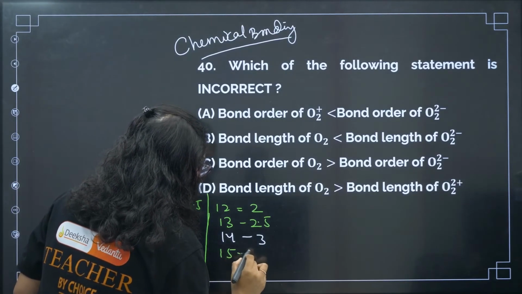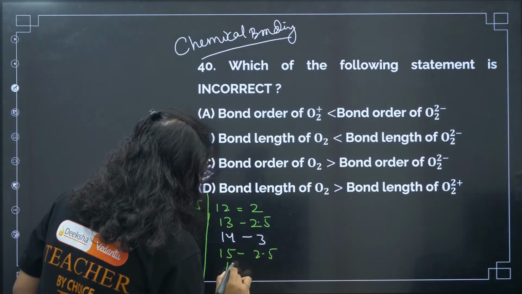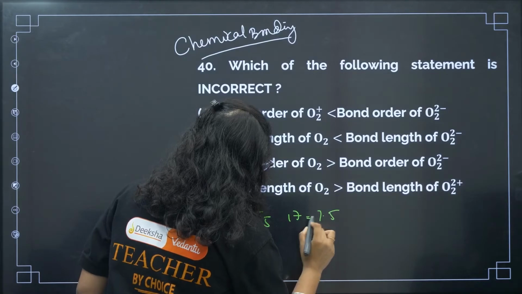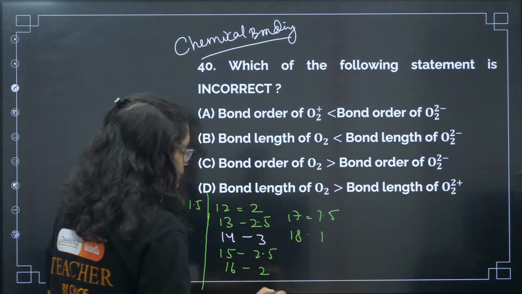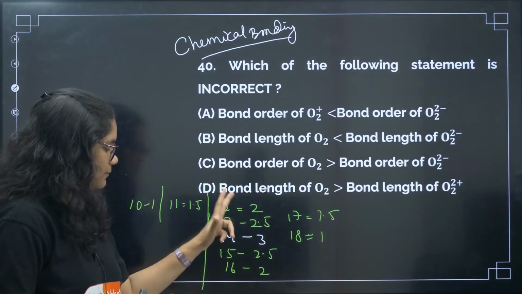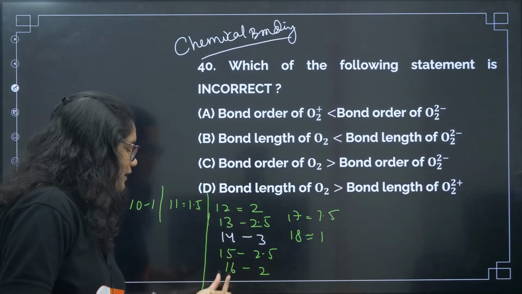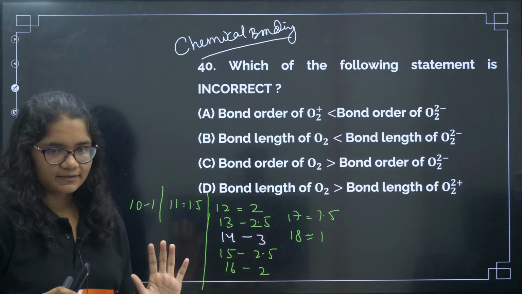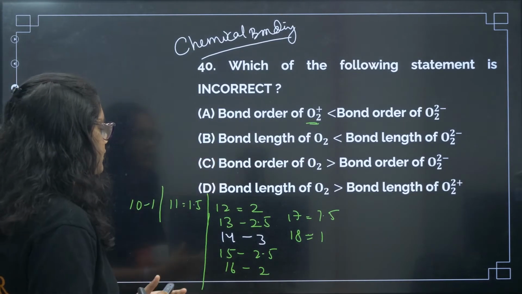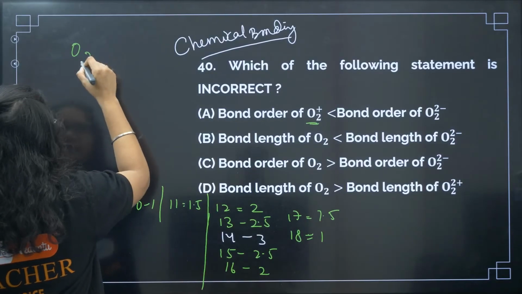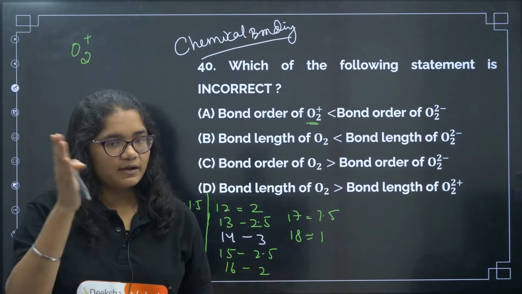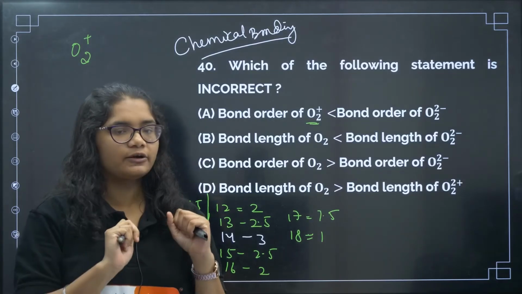Next, for 15 it is again 2.5, for 16 it is 2, for 17 it is 1.5, and for 18 it is 1. If these values of the total number of electrons are coming, then the bond orders will be like this. Now if you see O2 plus, let us calculate. How many electrons does O2 plus have, tell me? O2 has 8 plus 8, 16, and there is a 1 plus charge, which means 1 electron will be subtracted, so 15 electrons are there.